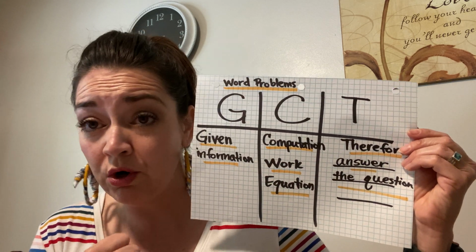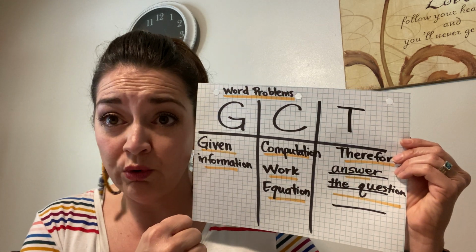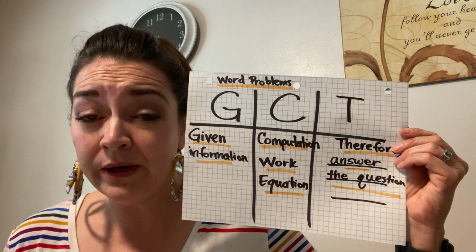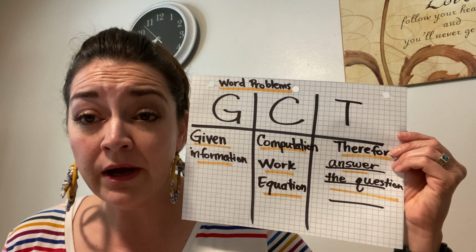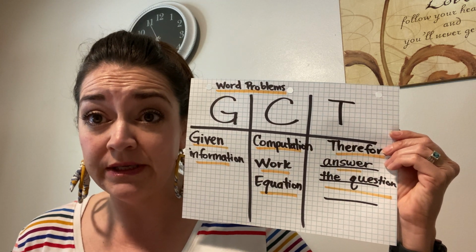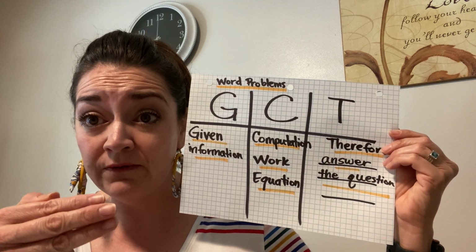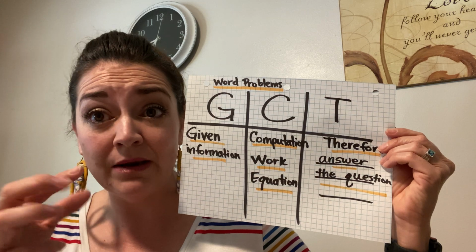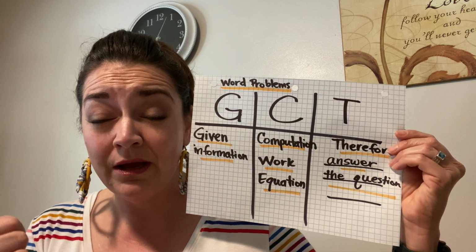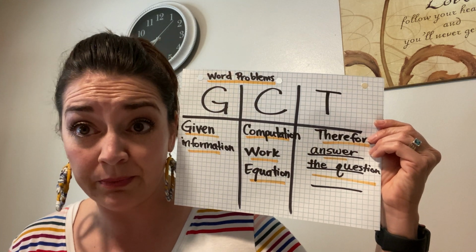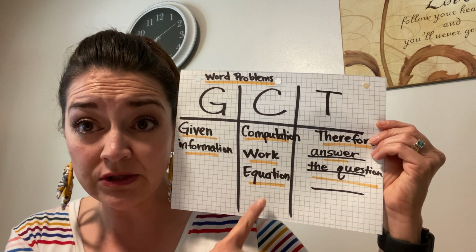This is where we do our work. We work it out. And the work is figure out what kind of equation you need. Figure out what kind of operation you need to use. Is it addition, subtraction, multiplication, or division? Or maybe it's two-step and maybe you're using addition and multiplication. Okay, so sometimes it might be more than one operation, more than one equation.